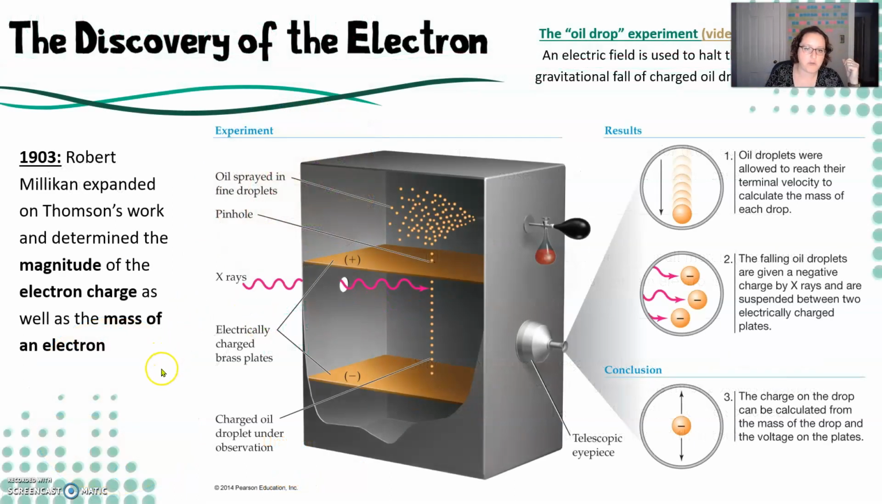Robert Millikan goes on to use an oil drop experiment to determine the magnitude of the charge of an electron as well as the mass of the electron. And you can watch another video with further explanation of this experiment by clicking this link up top here.